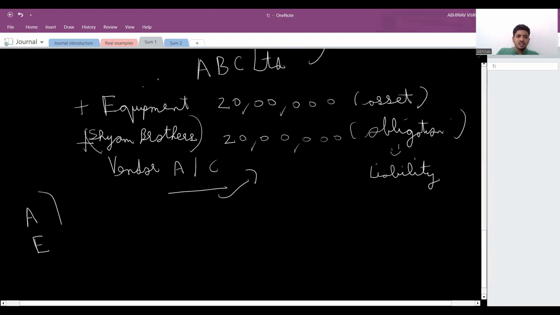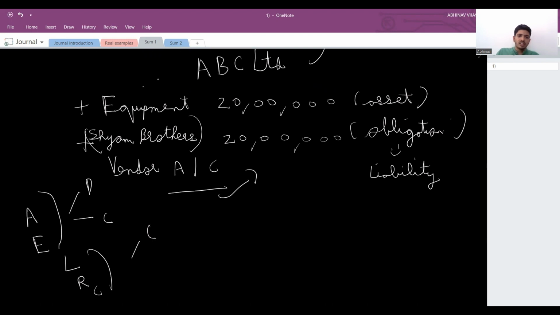Now, our super secret technique. Assets and expenses, liability, revenue, capital. When assets and expenses increase, they will be debited. When they decrease, they will be credited. And for the others, an increase will be credited, and a decrease will be debited. Okay, so let's break it down. Equipment is an asset. An asset increases, debited. The debit entry always comes first in the format.